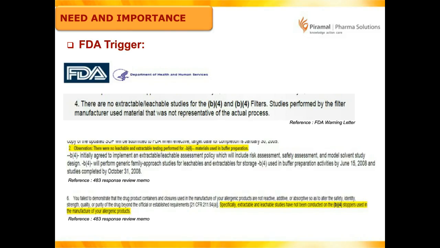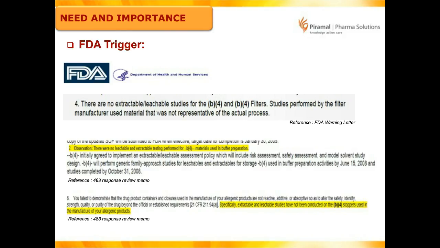Yeah, sorry for the interruption. So continuing on the same topic, what is the need and importance of doing an E&L study? These are some typical examples of warning letters which were issued by FDA to some of the industry. One company failed to do extractables and leachables on the filters. Another company had not done extractables and leachables when they were using stoppers for an allergic product. So FDA has issued warning letters to companies for not doing extractables and leachables, so there is a need for doing an extractable leachable study.